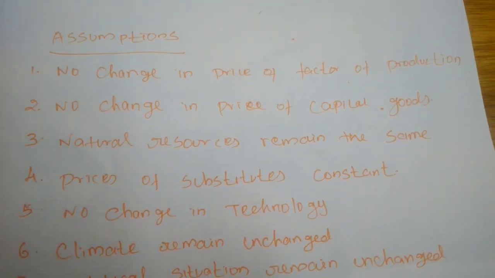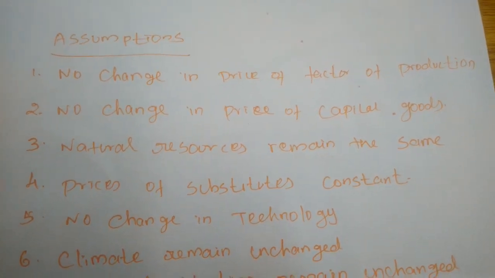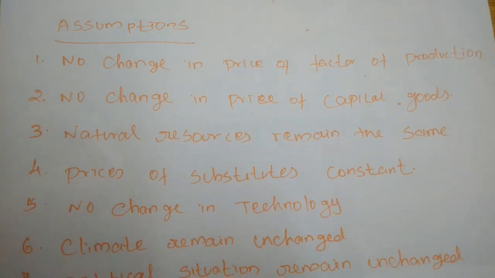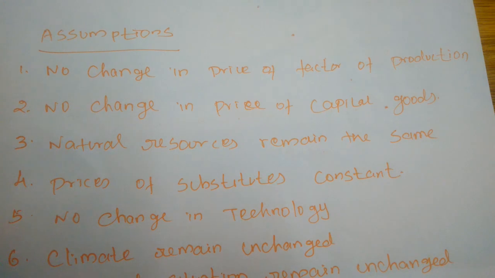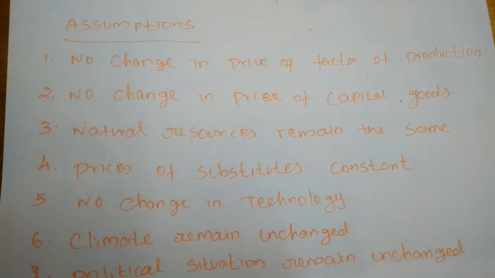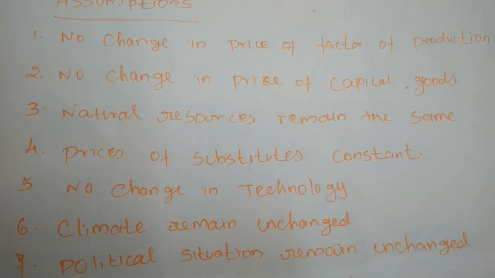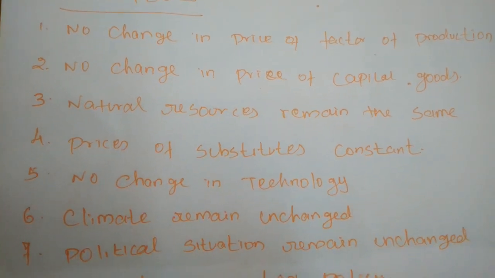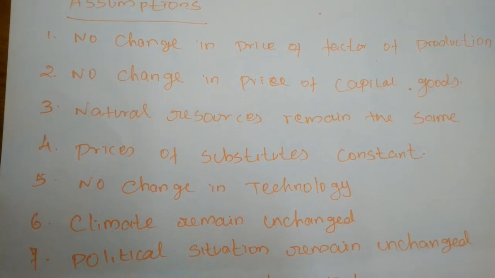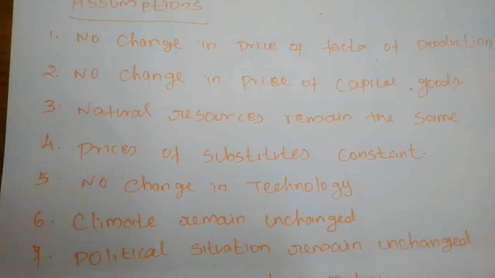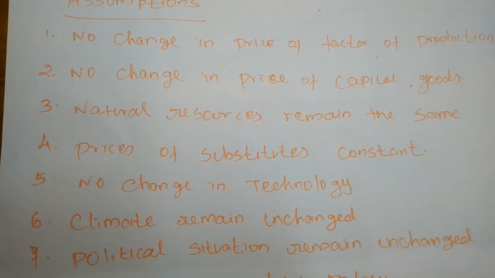Next, there is the price of substitutes concept. The prices of substitutes also have to be constant, because we have already studied that substitute goods will also affect the supply of a commodity. So the prices of substitutes also have to be constant. Next, there is no change in technology. If the technology is increased or new technology arrives in our production, in the business world, the supply of the commodity will be increased.